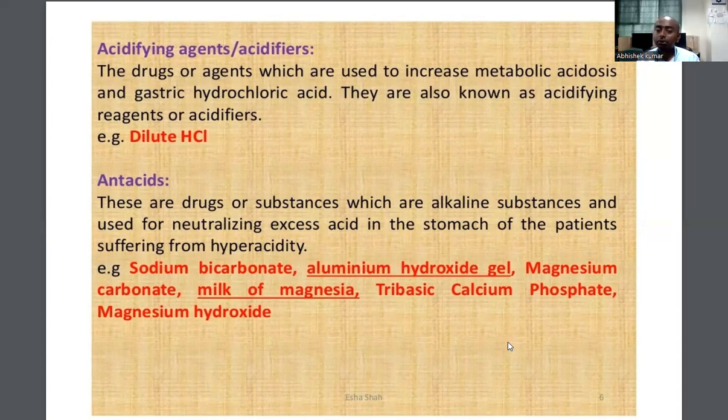What are the compounds, the salts we use as antacids? Sodium bicarbonate, ammonium hydroxide gel, magnesium bicarbonate, milk of magnesia. Lots of salts are available in the market nowadays in the form of antacids. If anyone in your society or your family is suffering from hyperacidity or excess acid secretion in the body, you can suggest that they take antacid tablets.